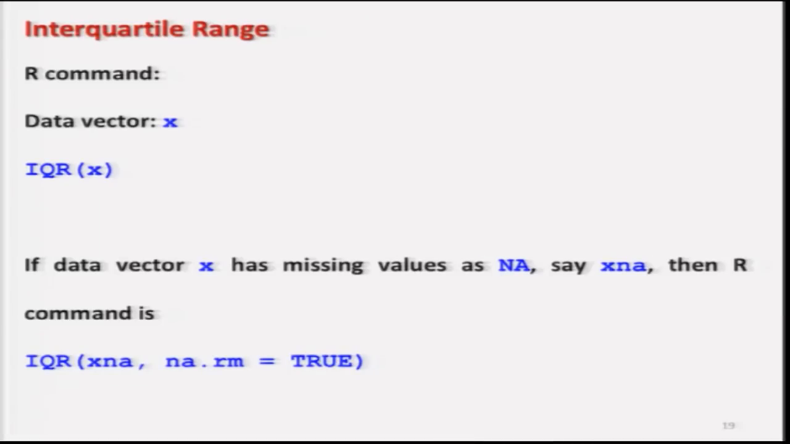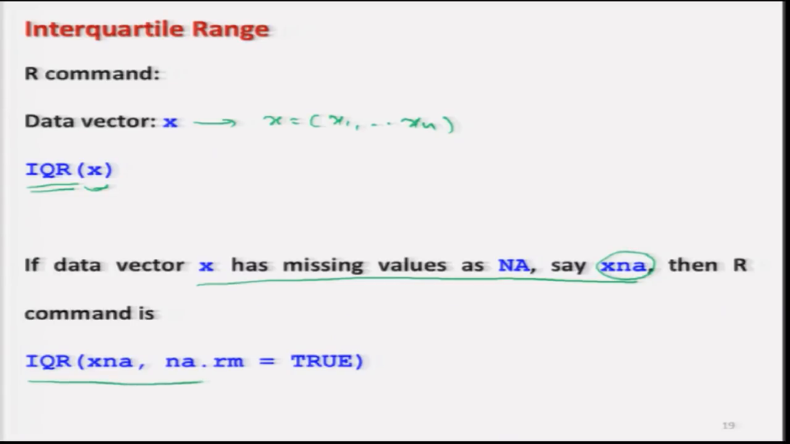If my data vector is x, consisting of observations x1, x2, up to xn, as we had assumed, then the interquartile range is computed by the command IQR, and inside the argument you give the data vector. In case the data vector has some missing values, denoted here by xNA, then the command is modified as IQR of xNA, with na.rm equal to TRUE.